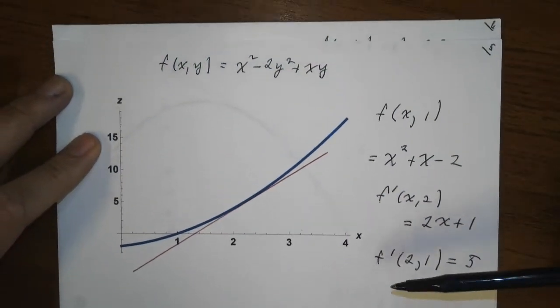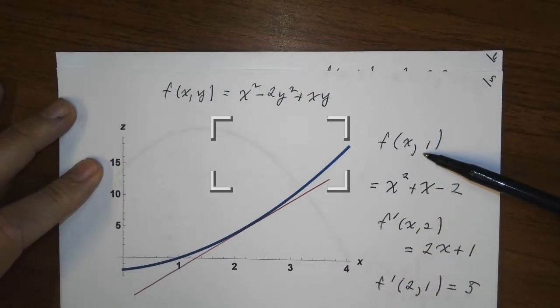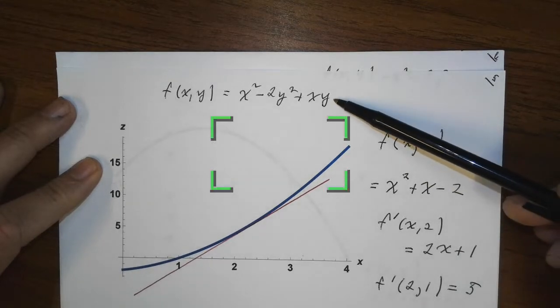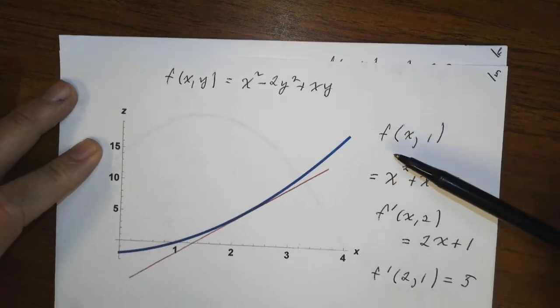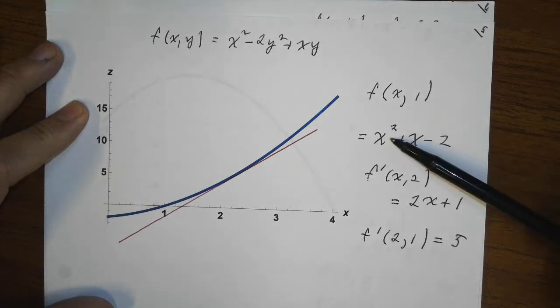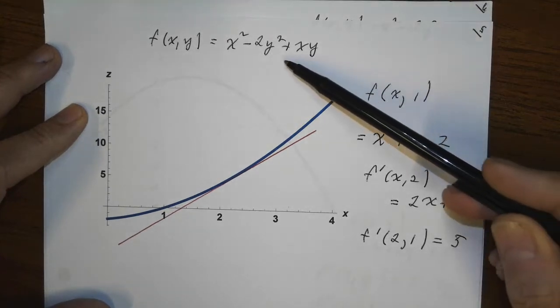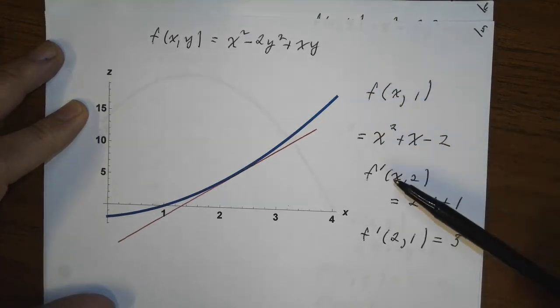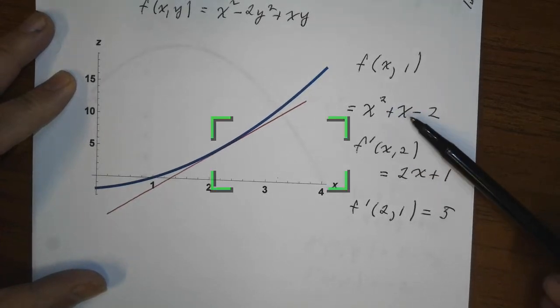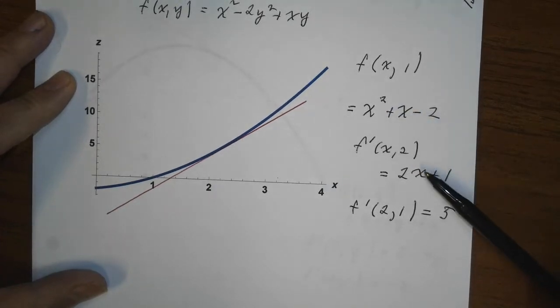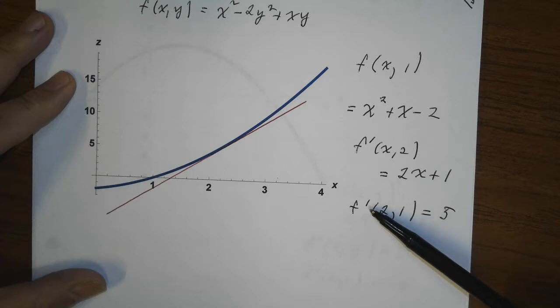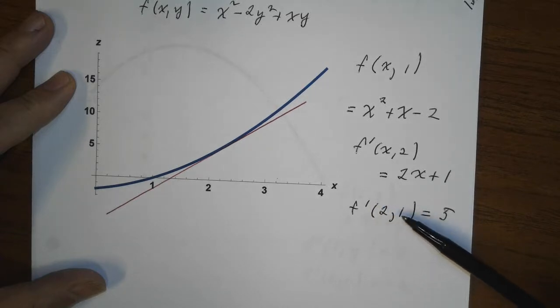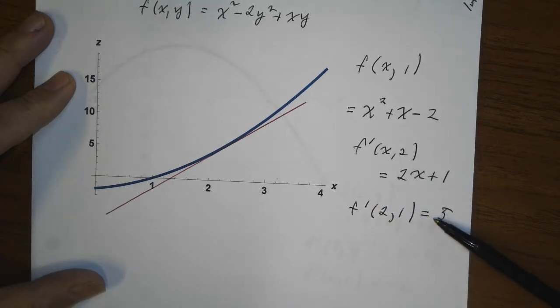Let's suppose I fix y to be 1. I take this formula and I get f of x, 1 is x squared plus x minus 2. I just substituted 1 in for y. I know the derivative of this function from calc 1 is 2x plus 1. And if I substitute in, I get f prime of 2, 1, which is 5.